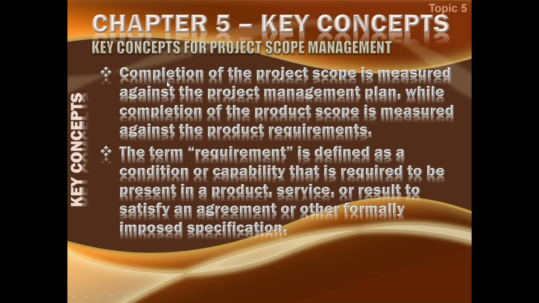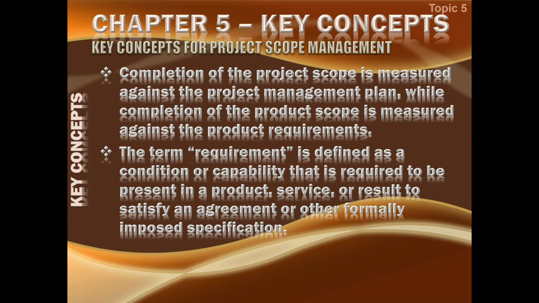Completion of the project scope is measured against the project management plan, while completion of the product scope is measured against the product requirements. So you see, we had two types of scopes: the project scope and the product scope. Product scope defines what is to be created, and project scope defines how it is to be created. So when you check the product scope, you will have to compare it against the product requirements you had established at the beginning.